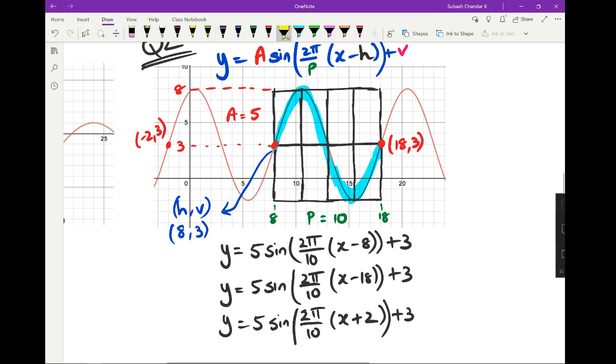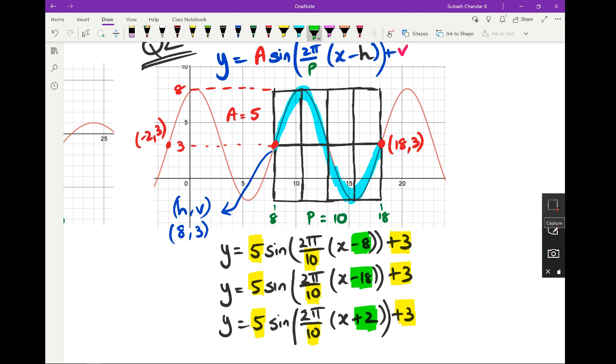So what I want you guys to notice is how the amplitude is all the same, because it's the same graph. Your period is all the same as well, because it just repeats after the same cycle. The vertical shift, how much it's moved up along the y-axis, is also the same. It's always going to be 3, 3, 3. But the horizontal shift, notice the difference between these three numbers.